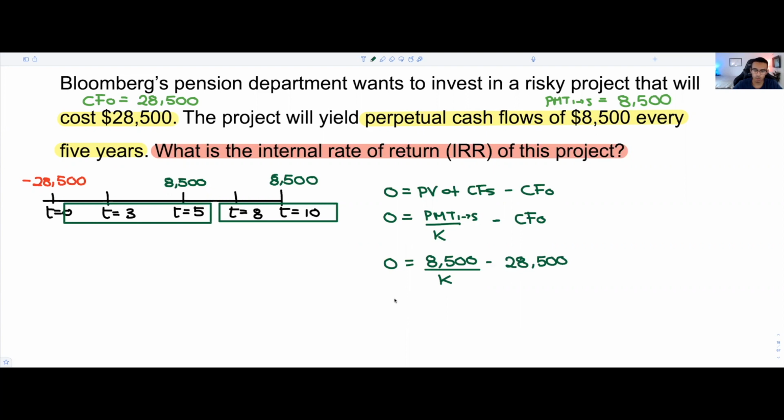And it becomes a very simple game of solving for X. Honestly, all that you have to do is 8,500 divided by 28,500. And you're going to get 29.83% type of thing.